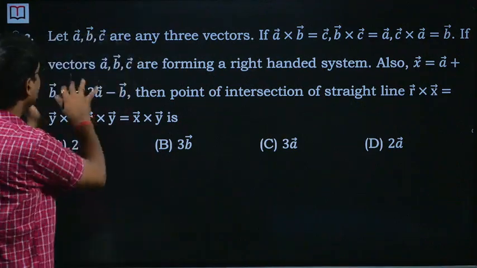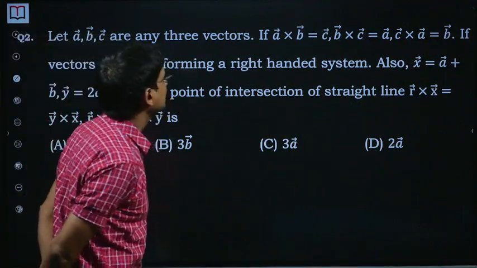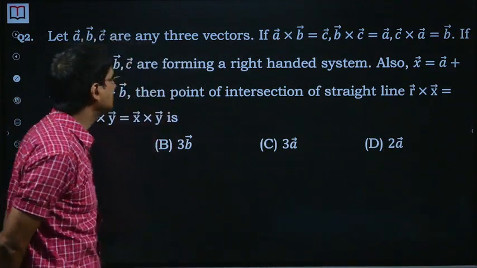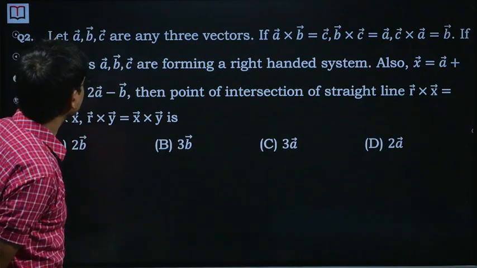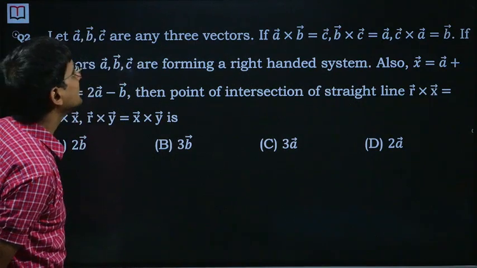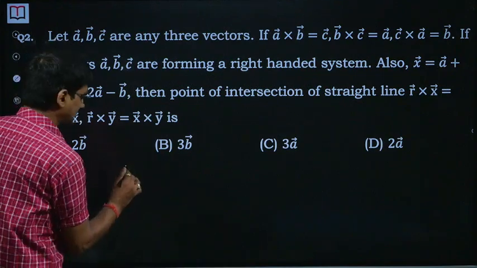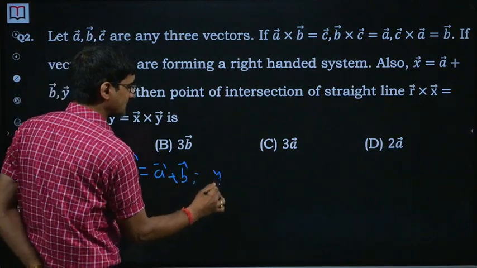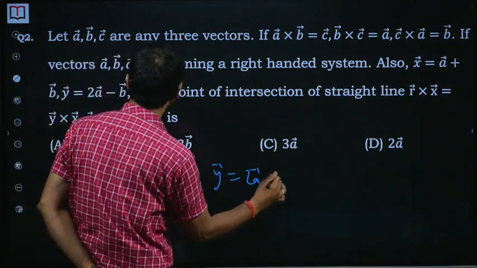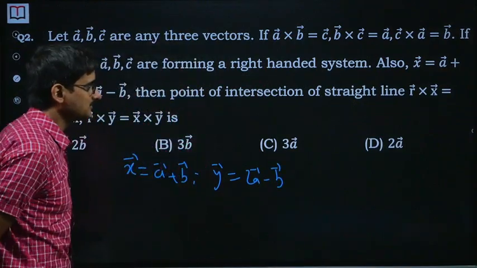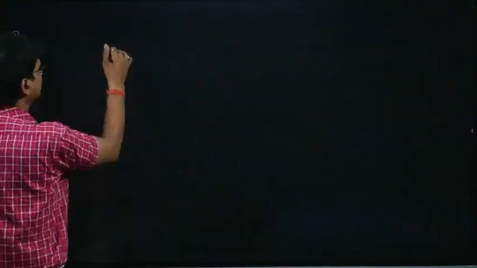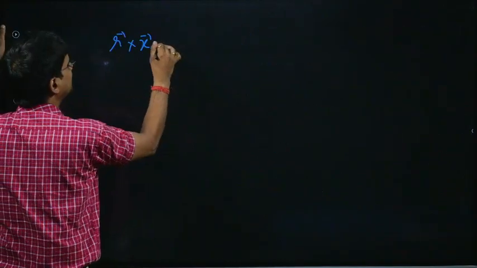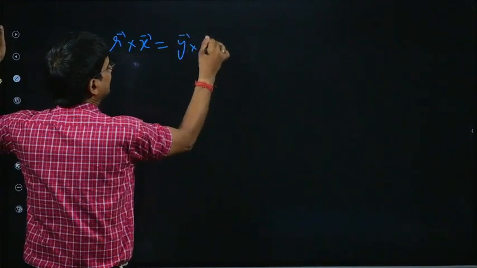Anyways, let A, B, C be any three vectors such that A cross B is vector C, B cross C is vector A, C cross A is B. If vectors A, B, C form a right-handed system, also vector X is vector A plus vector B, and vector Y is 2 times vector A minus vector B. Find the point of intersection of the lines R cross X equals Y cross X.